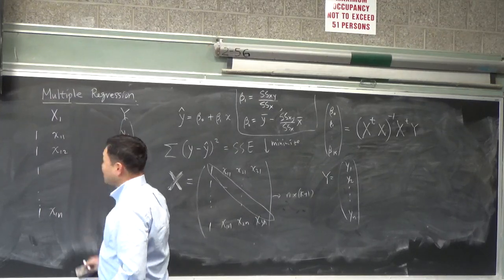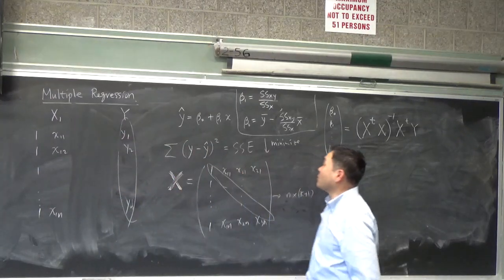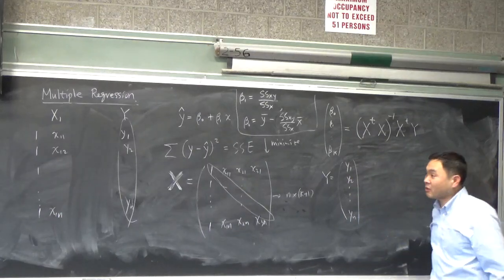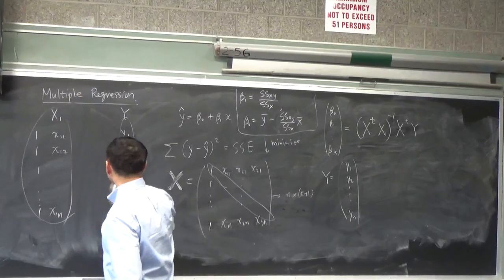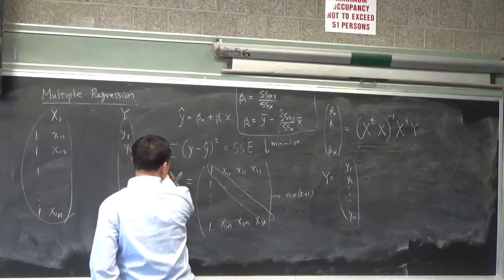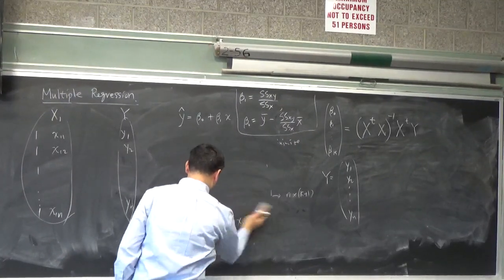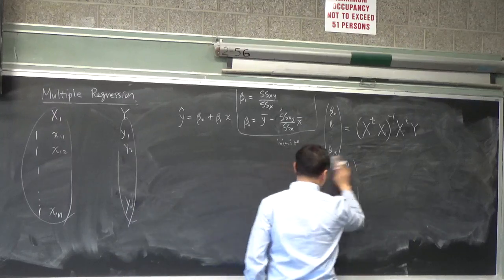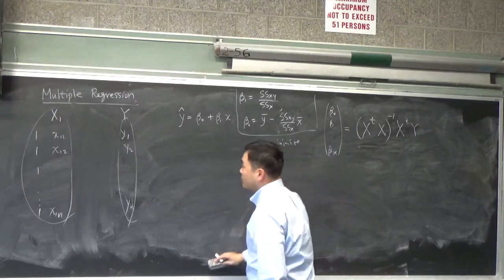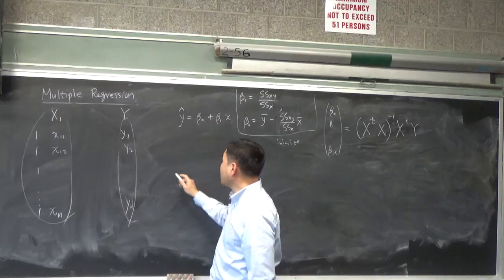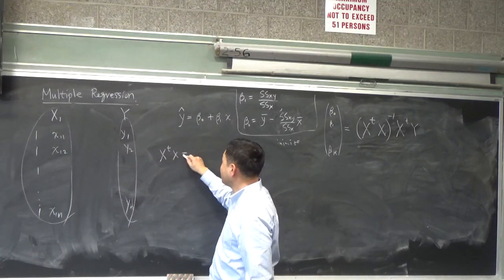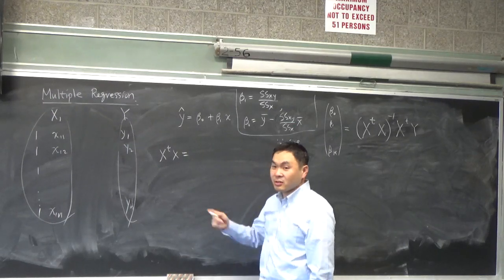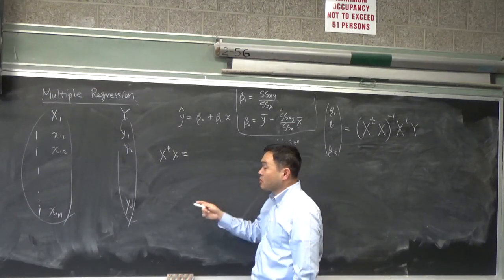All right, so since we have a simple linear regression, that means we just have one predictor variable. So this is going to be your x. That's your y. Okay. So now let's try to calculate x transpose x, because now we have to calculate the inverse of it.